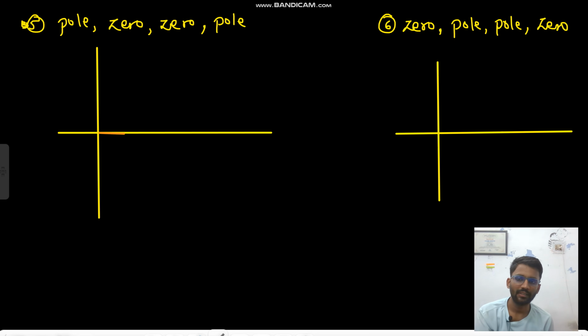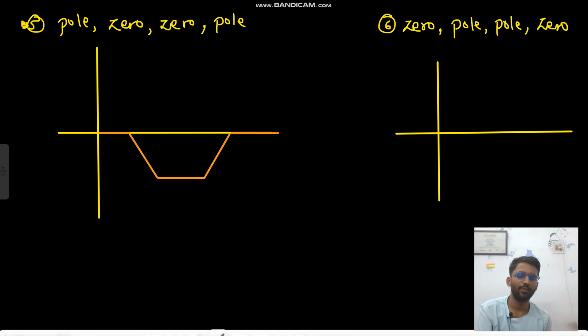I'm talking about first some DC gain, then you have a pole, so minus 20 dB per decade. Then you have a 0, so minus 20 plus 20 is 0. Then you have one more 0, so one more 0 will provide 20 dB per decade. Then you have a pole.